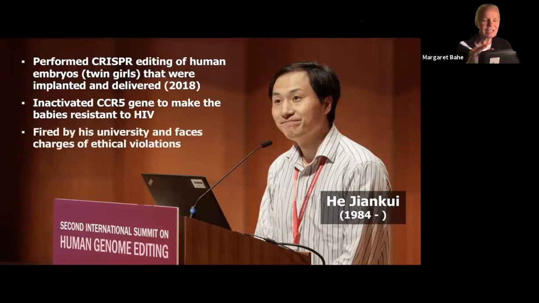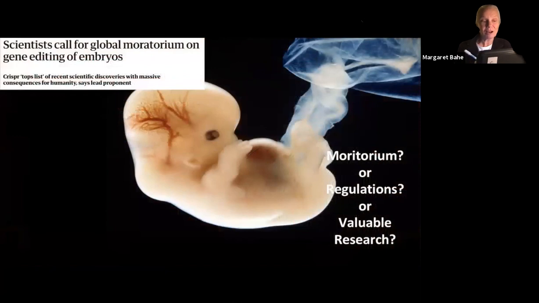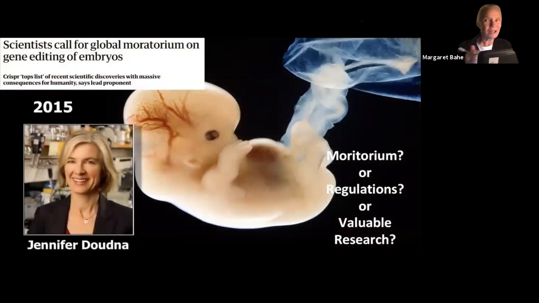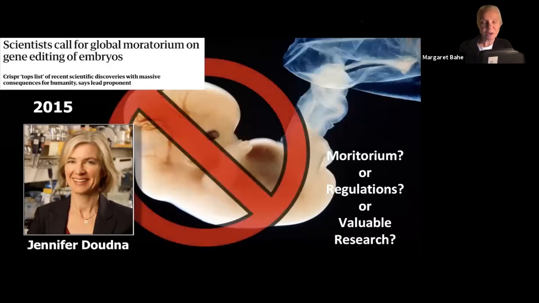Well, he announced his work, and there was immediate uproar in the scientific community. He was fired. He shared his findings, however, and so now scientists are really thinking about, do we need to totally stop this kind of research? So in 2015, even Jennifer Doudna said, I think we ought to have a moratorium on using CRISPR with human embryos. In 2019, 2020, she's pulled back on that a little bit. She worries about the valuable research that could be done, but that we should regulate this rather than have a complete moratorium.